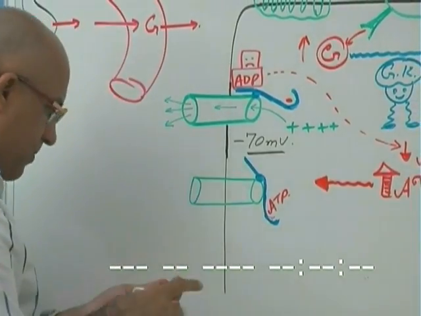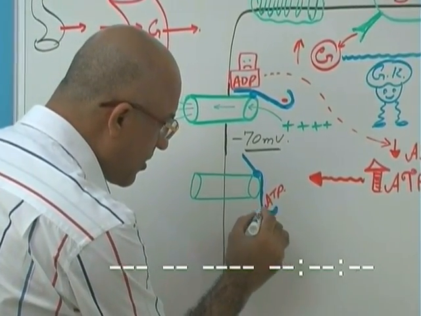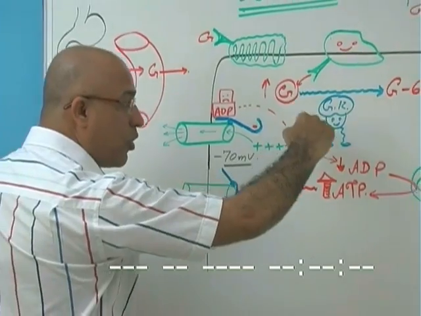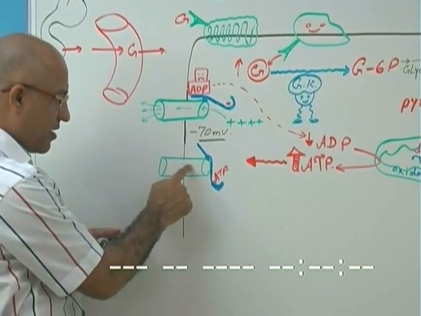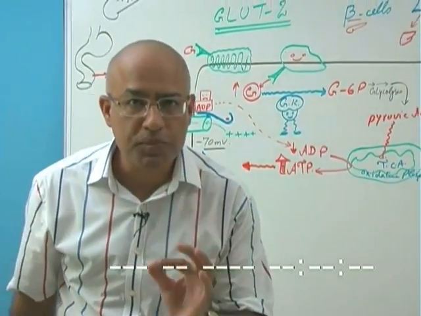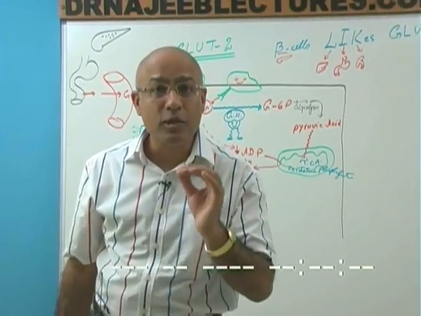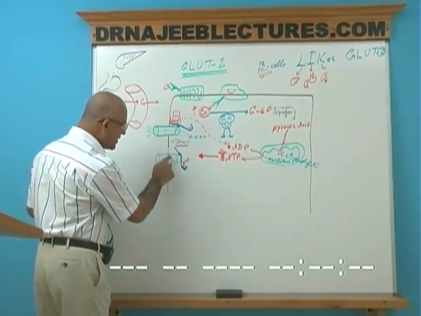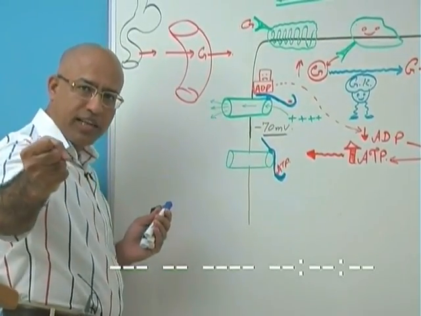Now, when more and more ATP, listen now very carefully. When more and more glucose enters the cell, more and more ATP is generated. This ATP binds with which channels? Potassium channels. That is why these potassium channels are called ATP-sensitive potassium channels, or we can also call them ATP-regulated potassium channels, right? So this ATP, when it binds here, then what happens? These channels are closed, inhibited.